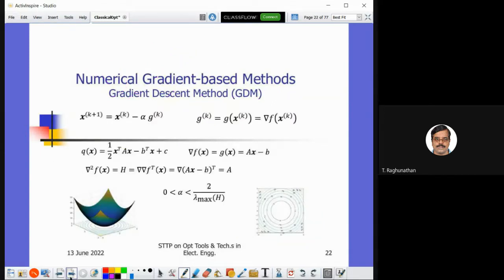All that we do, given some x of k, where the starting point is k equal to 0, means x of 0, that is the initial guess solution. So if you have x of 0, then you need to go to x of 1. How you go is you go in the direction of minus g of k, and simply going in that direction is not enough. You need to decide the step size, how big a step you are going to take.